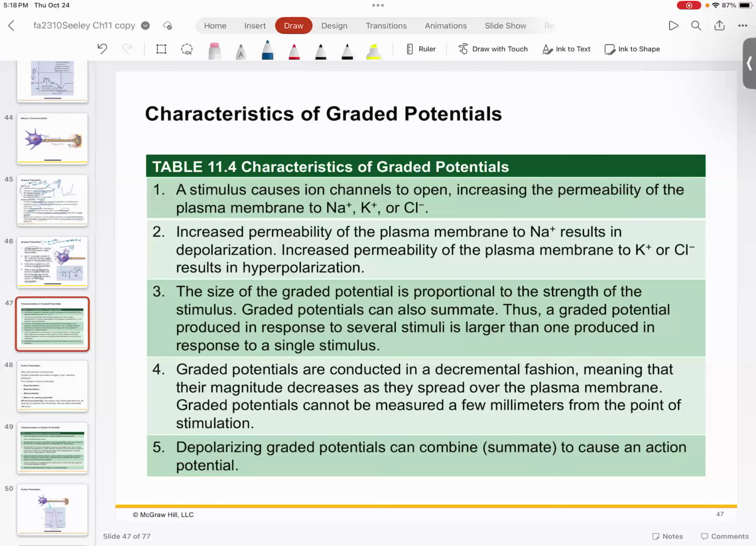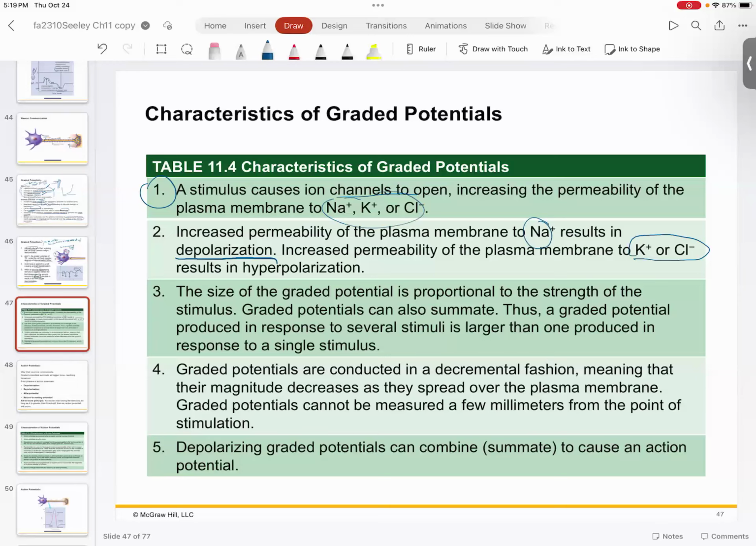So let's take a look at some of the characteristics. First of all, one of the characteristics we see is a stimulus that opens up some of these channels: sodium, potassium, chloride. Because you're opening up new channels, that makes it more permeable to sodium, potassium, and chloride. Now, when you increase your permeability, especially to sodium, this is going to result in depolarization because the sodium is going to flow through its channel. And if you have an increase in potassium or chloride, then that's going to result in hyperpolarization.